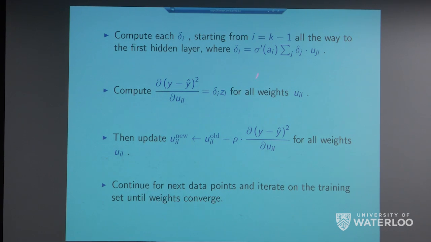Having all of the deltas, you can compute all of delta I ZLs. Each delta I ZL gives you the derivative of output with respect to UIL. This quantity is the derivative of the output with respect to UIL. Having the derivative of output with respect to UIL, you can update your weight. Okay, this is called backpropagation.